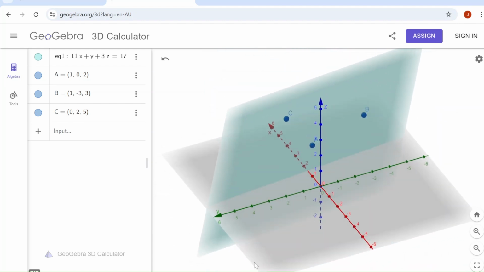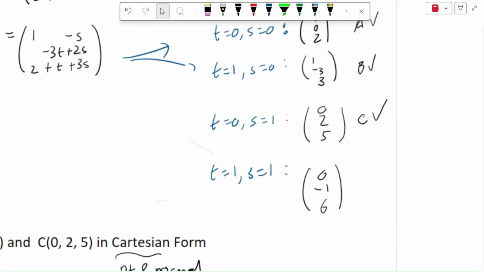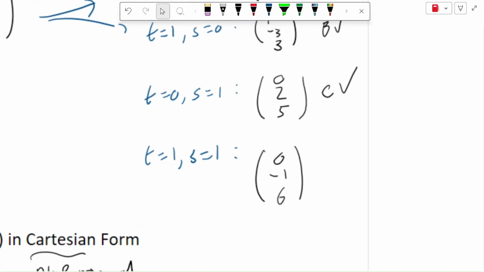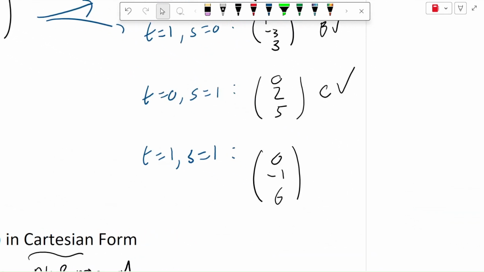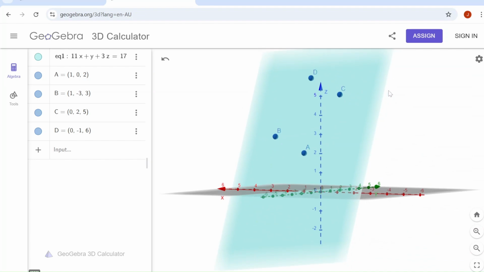The other thing we can do is we can check that point we talked about before. I claimed that if you picked different T and S values at this point, 0, minus 1, 6 would lie on the plane. So we can check that. And what do you know? That extra point does lie on the plane.